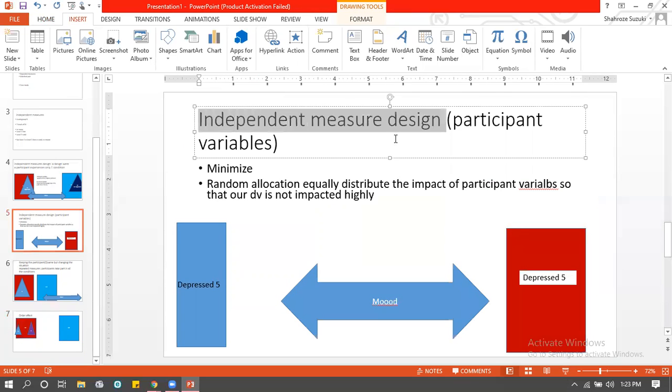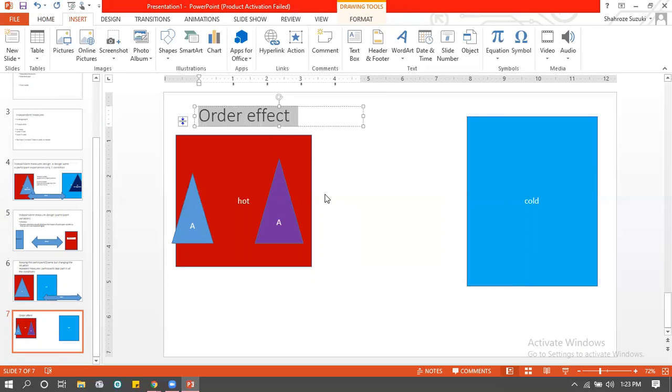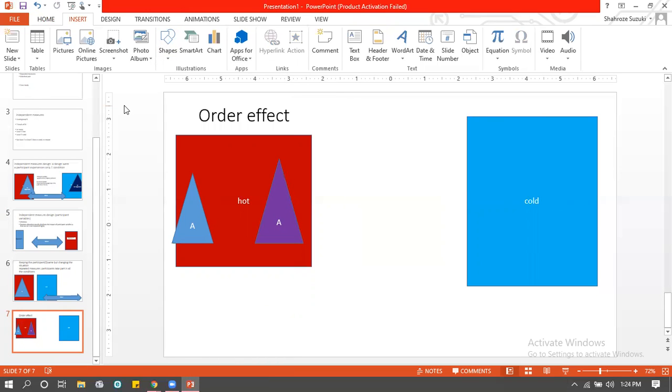Independent measures design, what was the problem? Participant variables were the problem. In repeated measures design, what's the problem? The order effect is the problem. What's the order effect? Think of it this way, simple example. I don't know if you drink soft drinks or not, but if you brush your teeth and eat an apple right after brushing, the taste is gonna be off, right? Or if you drink a soft drink, Pepsi, after brushing your teeth, the taste is gonna be odd.